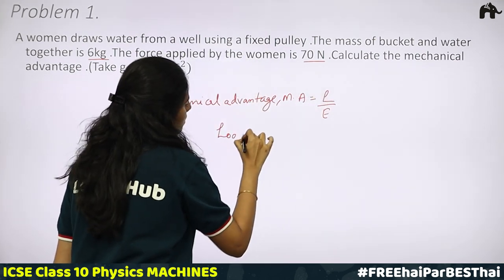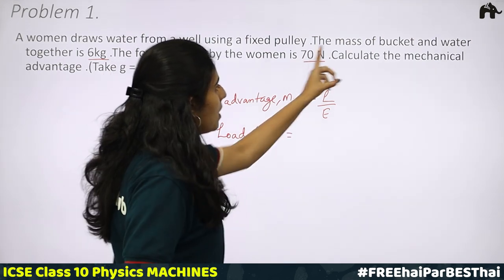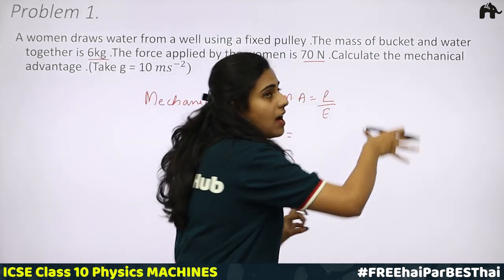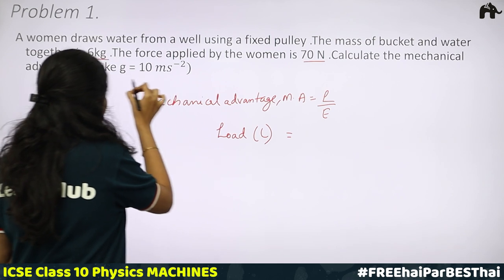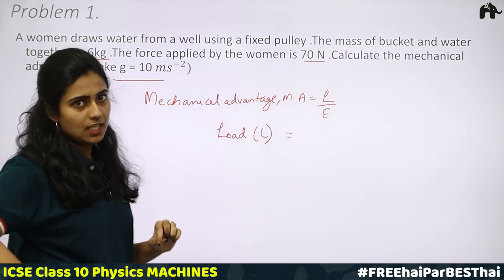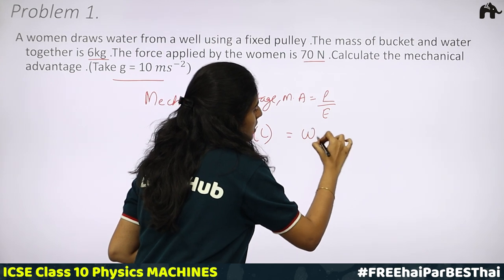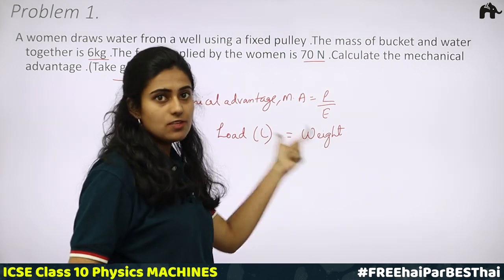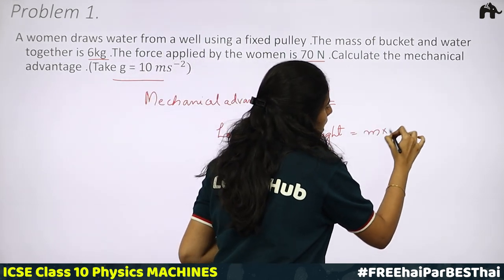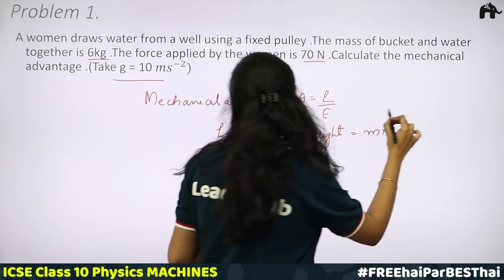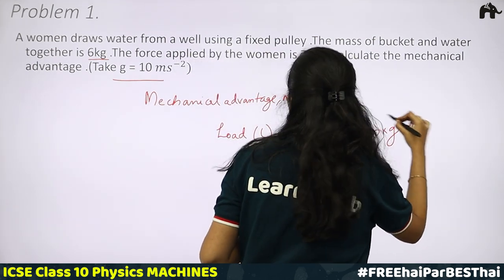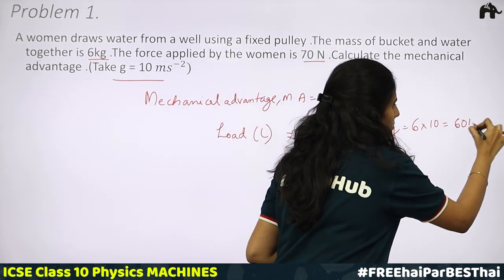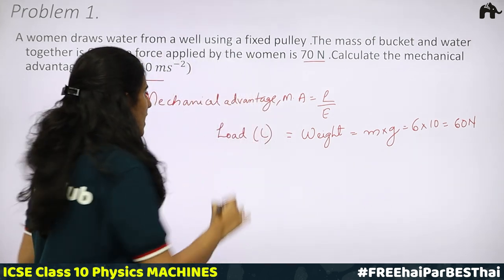Here, what is the load? The mass of bucket and water together is 6 kg. This is the load. So load will be mass into acceleration due to gravity. Given that acceleration due to gravity is 10 meter per second square. So here you will be having the weight of water and bucket together. How to find weight? Weight we know is equal to mass into acceleration due to gravity. Mass is given as 6 kg and acceleration due to gravity is taken as 10. Therefore, we get 60. The unit will be Newton. 60 Newton is the load, and what is the effort?